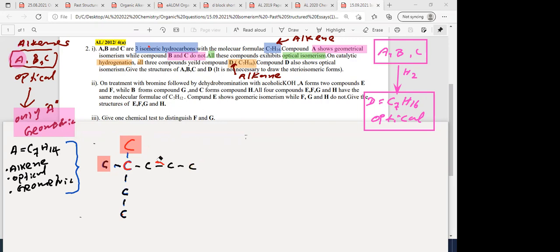Is there any question up to that? That's why we put hydrogen here. Okay. Is that clear, everyone? How to get the structure of A? Then we have to make this an alkene, and that alkene is geometric. Geometric means cis trans. It should be cis trans.